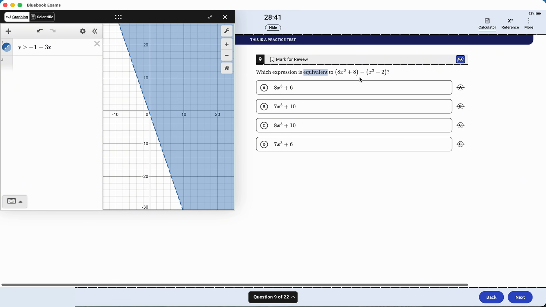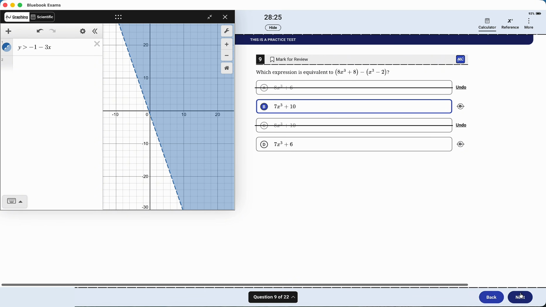This, we just got to simplify. The only thing you got to watch out for is distribute this negative to both the terms, right? Because they always have a trap answer waiting for you if you don't. So it would be 8x cubed minus x cubed. So it's got to be 7x cubed, so we can eliminate A and C. And then it's 8, and then it would be plus 2, right?